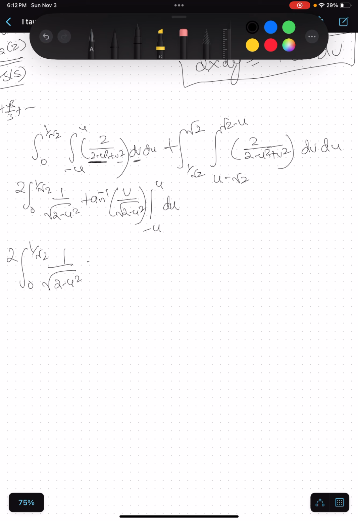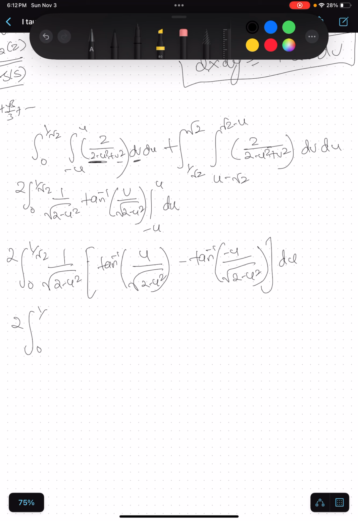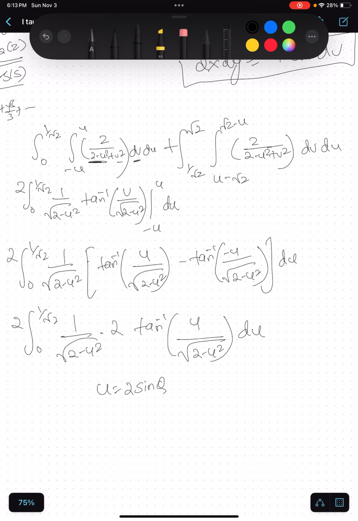Now, okay, let me do it. Let me not just speak everything and not do anything. Minus tan inverse minus u by square root of 2 minus u square. Now, since tan inverse is odd, the negative sign comes out and that will become positive. So I will have 2 tan inverse u by square root of 2 minus u square du. Now, to solve this, just make a simple substitution. You can substitute u as root 2 sine theta, right?